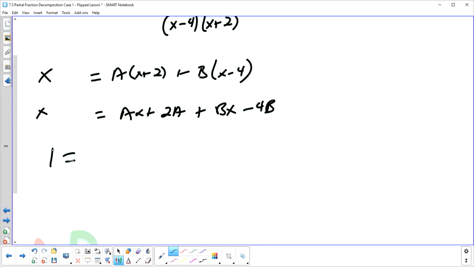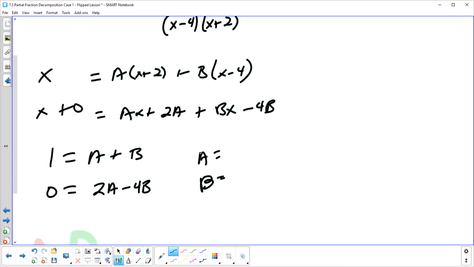So I'm going to have 1 equals a plus b again. That's just a coincidence. It's not always going to be that way. Remember, we're going to have a plus 0 here for our constant, so 0 equals 2a minus 4b. I'd create my matrix, and I could plug that in. If I created my matrix and solve, I'm going to get that a is 0.67 and b is 0.33.